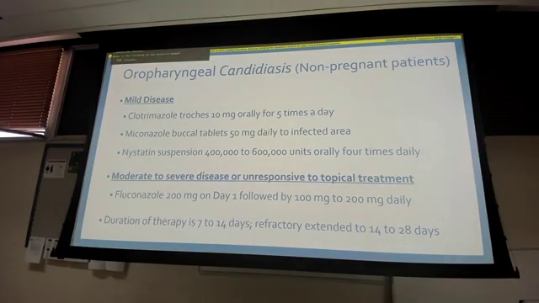If they have moderate to severe disease or they have been unresponsive to that local treatment, then we're going to take it up to an oral agent with fluconazole, which we get 200 milligrams on day 1, followed by 100 to 200 milligrams daily. For severe disease, duration of therapy is going to be about, again, 7 to 14 days. And if we have refractory disease, then it's going to be at longer durations of 14 to 28.